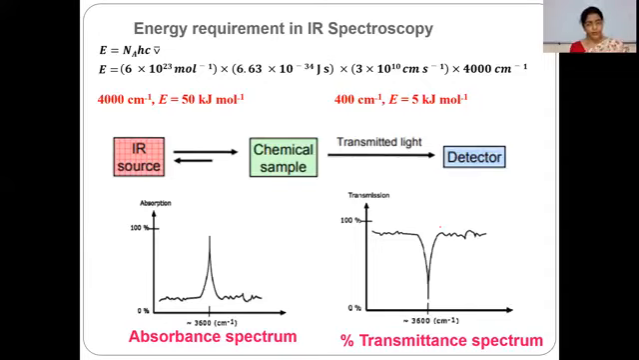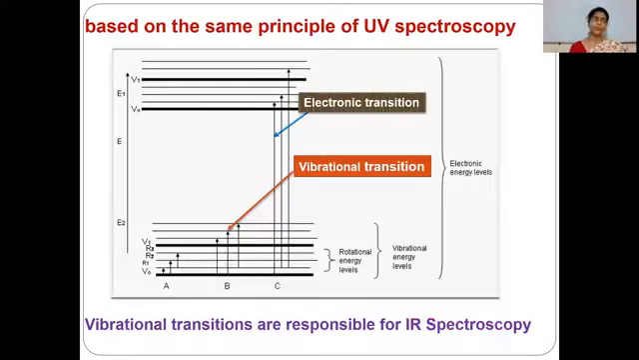If we plot absorbance against the wave number, we obtain this type of spectrum. This is an absorbance spectrum. Since absorbance is inversely related to transmittance, when we convert absorbance into percentage transmittance, this spectrum will be inverted. Generally, in IR spectrum, percentage transmittance is plotted against the wave number value.